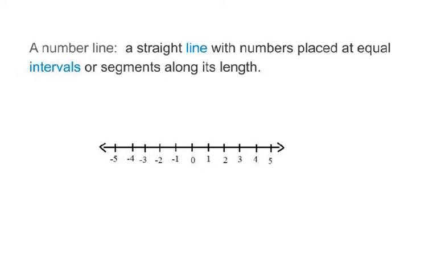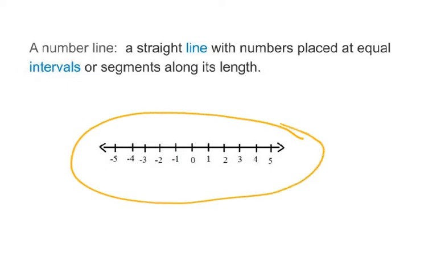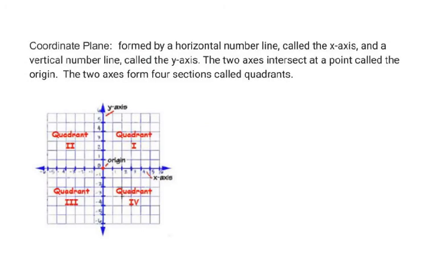And the thing that he came up with is similar to what we have with a number line. So first, he thought of one number line, a straight line with numbers placed at equal intervals or segments along its length. So he thought about that one number line where you have the 0 represented in the middle. You go this way and you have positive numbers, and you go this way and you have negative numbers. And then he put together what we call the coordinate plane.